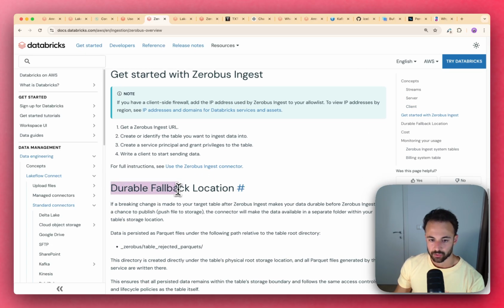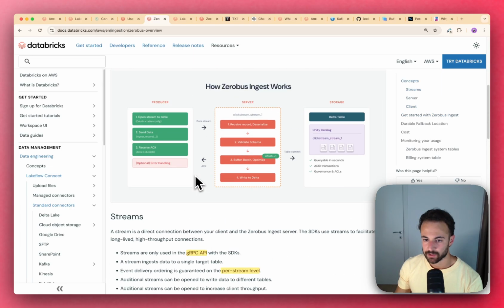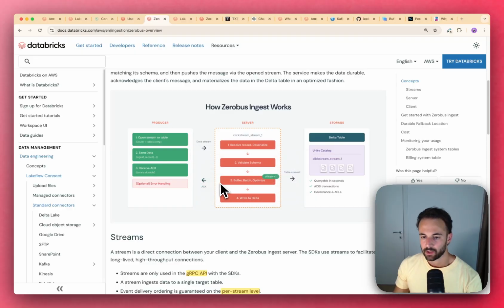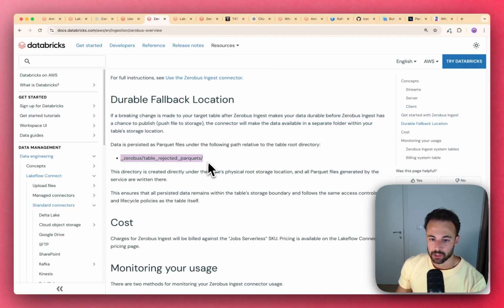So, and this is something called durable fallback location. If a breaking change is made to your target table, after Zerobus ingest makes your data durable, but before it has a chance to publish it to a table, the connector will make the data available in a separate folder. So it's basically between steps 3 and 4 here. If you save data and it acks back, but then this schema changes here, obviously this write that writes to Delta will fail, and then instead of going to a table, they will write it to some sort of folder called table rejected parquets. So the rejected parquet files go there. So it's sort of like an automated dead letter queue that they have here, which I think is really useful and nice as well.